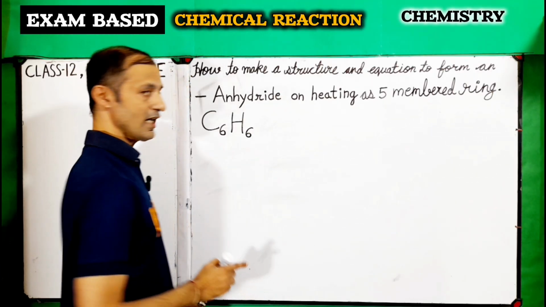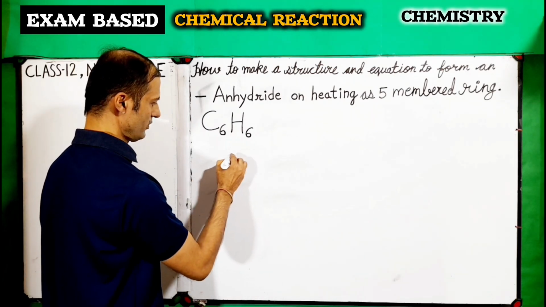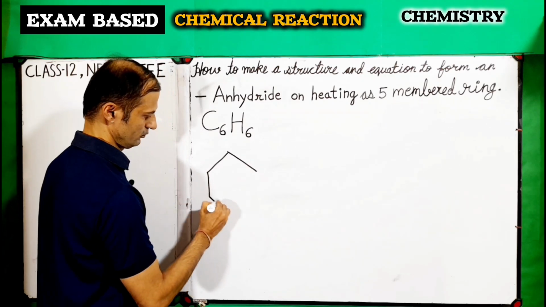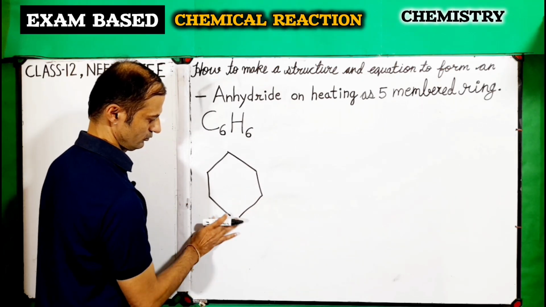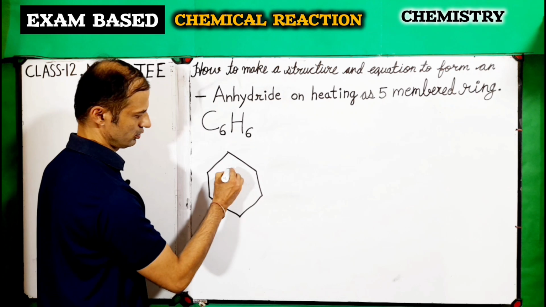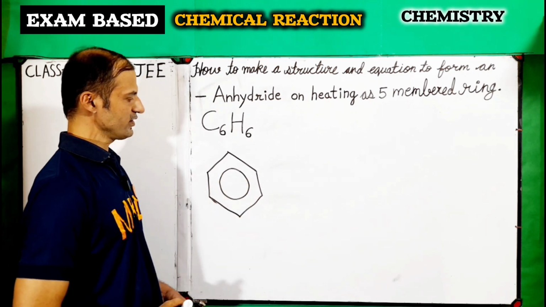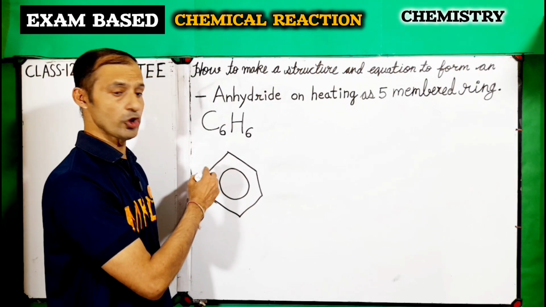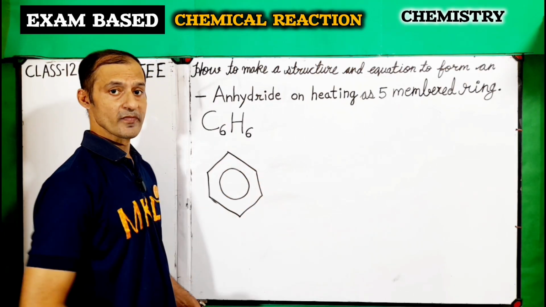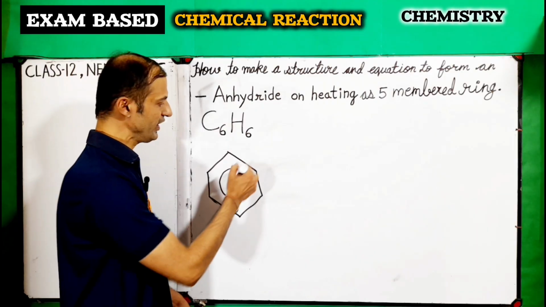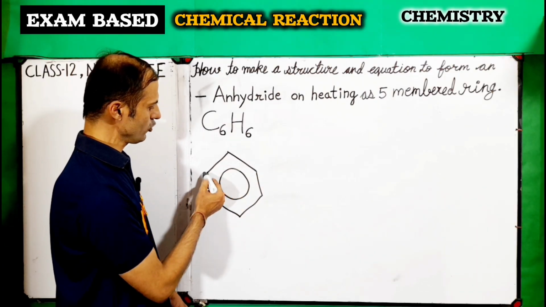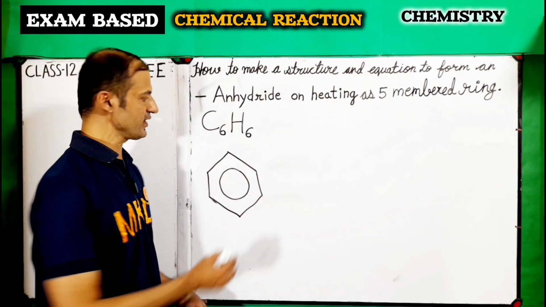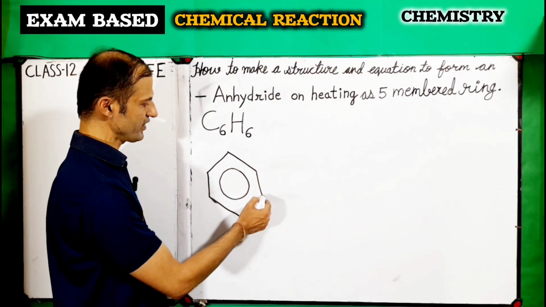C6H6. Here I'll also make the structure, students. It is looking like a hexagon. Means, students, it has 6 carbon atoms arranged in this benzene ring with 1 hydrogen atom attached to each carbon. Okay, students. So we can see 1, 2, 3, 4, 5, 6. So 6 carbon atoms, and it also already contains 6 hydrogen. 1, 2, 3, 4, 5, and 6 hydrogen, students.